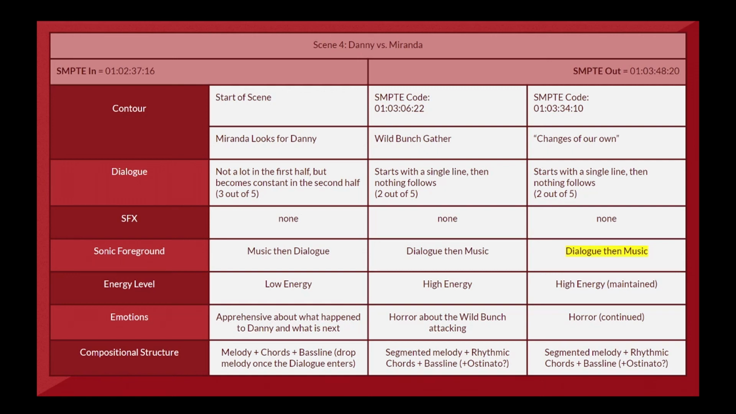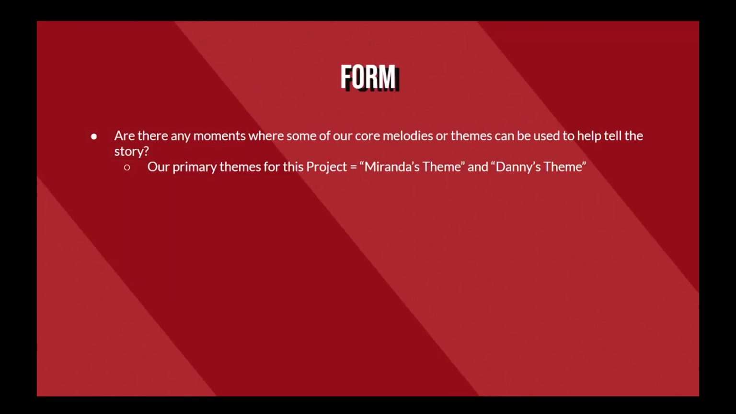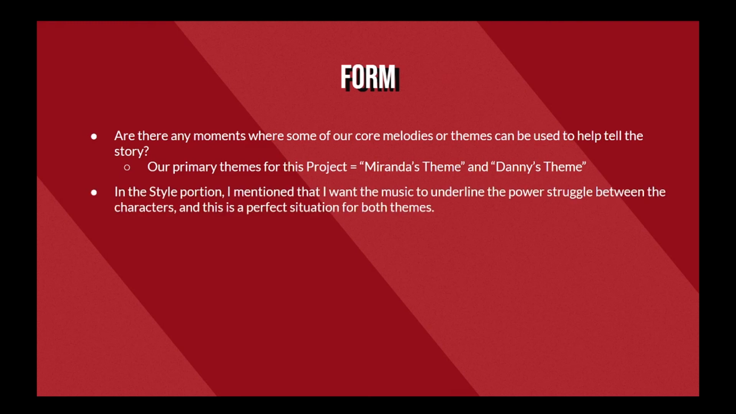Now, with all of this figured out, we can wrap up our spotting session by considering the musical form of the section. In other words, we want to look for moments where some of our core melodies or themes can be used to help tell the story. When we were discussing what the music needs to accomplish, I mentioned that I want to underline the power struggle between Danny and Miranda in this scene.